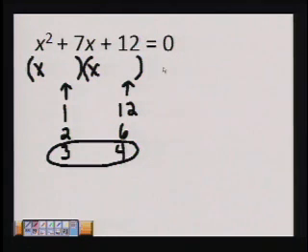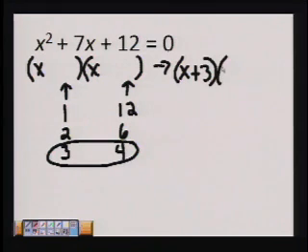So we have x plus 3 times x plus 4 equals 0. This is the factored form. Notice now we have two things multiplied together with a product of 0. Think about multiplying. What always has to be true when a product equals 0? One of the factors must be 0.